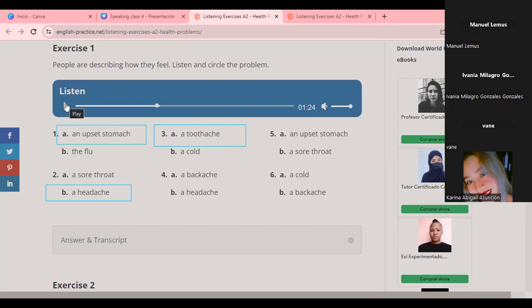Let's play number four. My tooth is really bothering me. Oh, that's too bad.